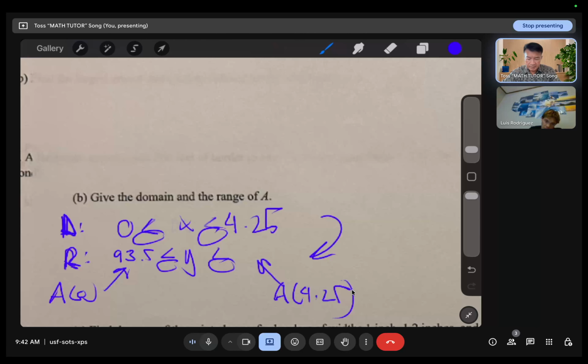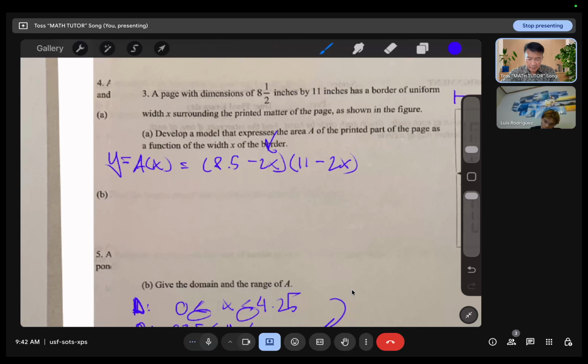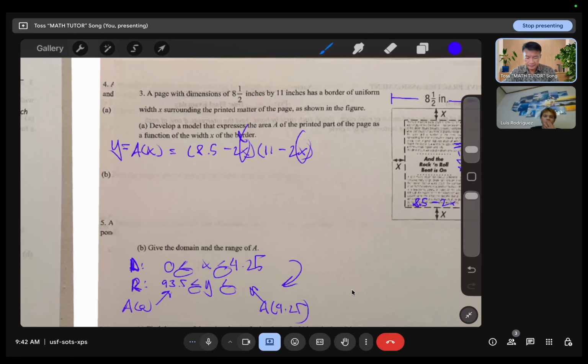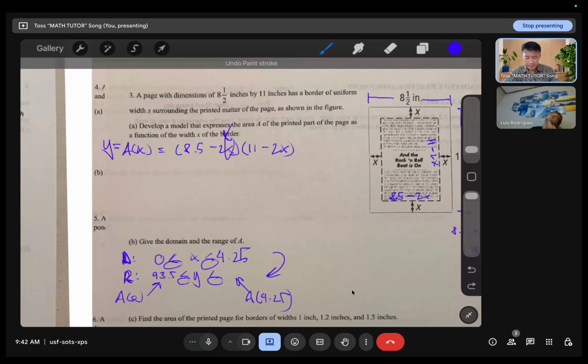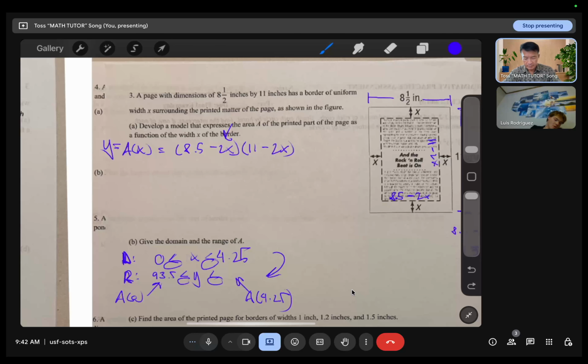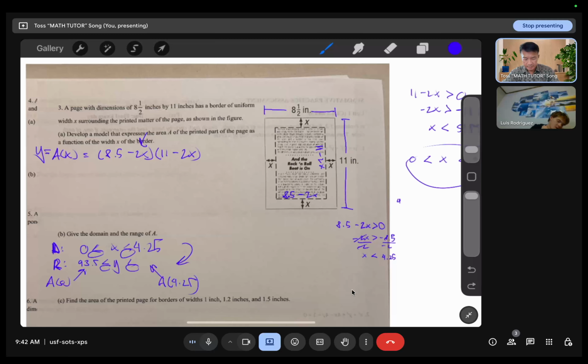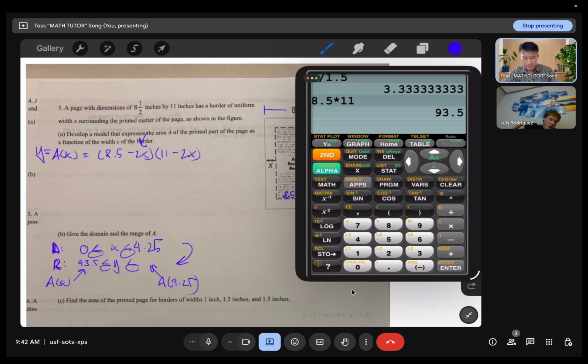The maximum area, you put 4.25 in here. So I'm going to use the calculator again. Now again, you can FOIL this thing if you want. Okay, let me put it in the calculator. Let me bring it to the side here. Okay, nice. Check my math. 8.5 minus 2 times 4.25.